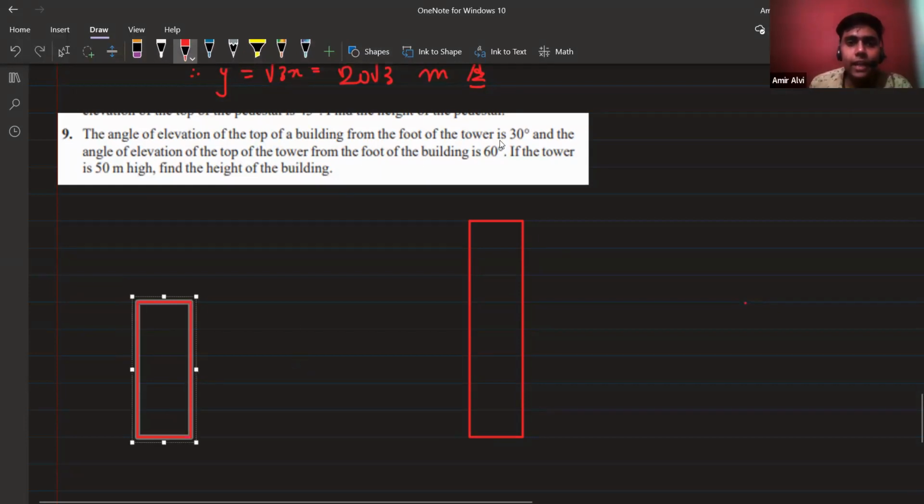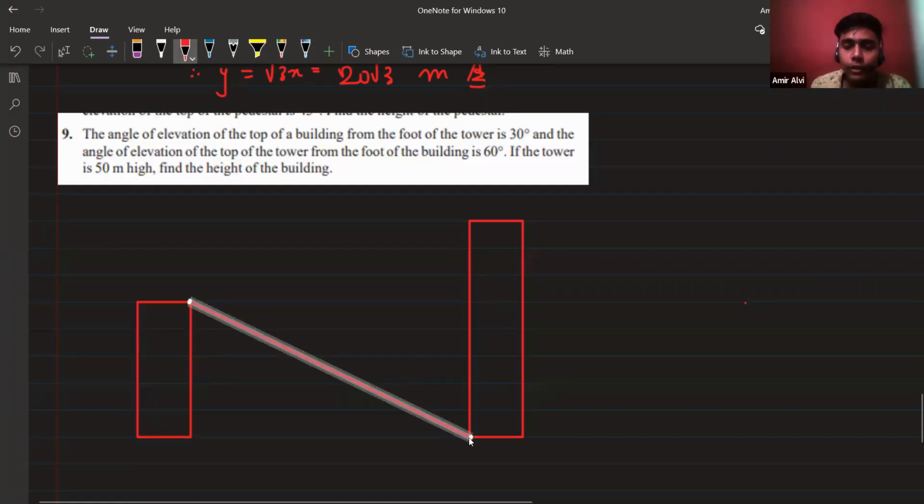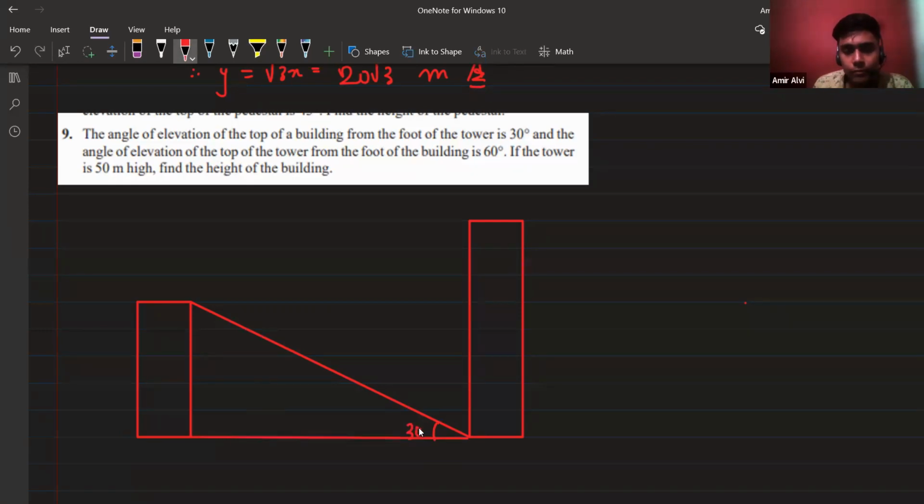Now the question is saying that from the foot of the tower, the angle of elevation to the top of the building is 30 degree. So if I make this, this is the foot of the tower, and if I see the top of the building, the angle made by the ground with respect to the foot of the tower is 30 degree. Yes, everybody? Any doubt in this?